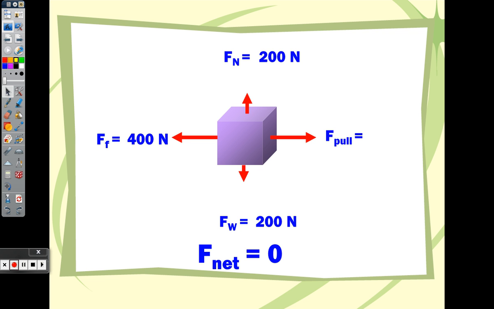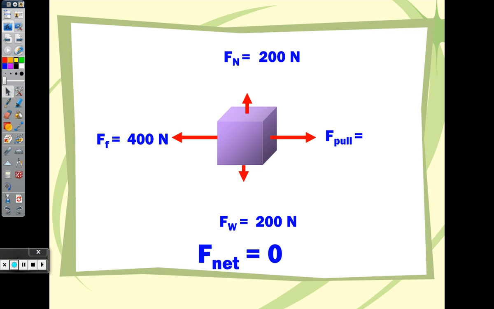All right, so we have this object. Whenever you're looking at these, the first thing you need to do is take note of the net force. In this case, it is 0. Net force is 0. So what does that mean? It's not moving? Is that what you guys were saying? Okay. What else does that mean?